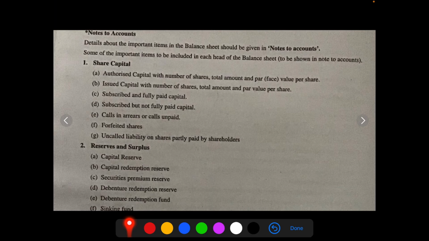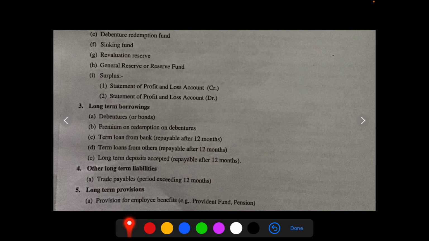When you find such items, immediately prepare a note to accounts, find out what the final answer is, and present the information under the share capital heading. Reserves and surplus, again a subheading. Under reserves and surplus, we have various items like capital reserve, sinking fund, securities premium reserve. So if you follow the notes, students, I have given a couple of points. So just go through this. Anything that you identify, then we prepare the reserves and surplus note to accounts.